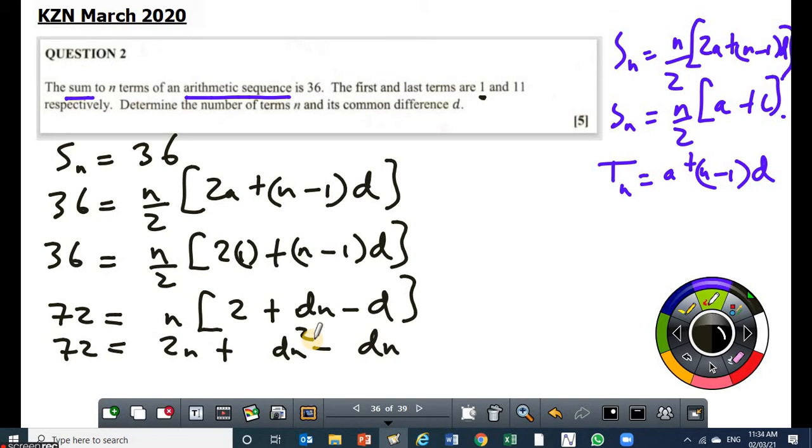Then we can call this one here equation 1. Then the second equation, we are going to use the fact that we have got a last term which is equal to 11. Now with that last term, if I use this formula here, where there is Tn, I'll put 11, and the first term I'll put 1. Then I can end up having another equation that I can make d the subject, and then I can carry on from there.